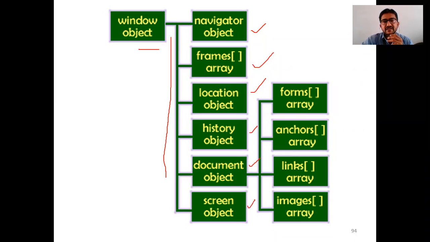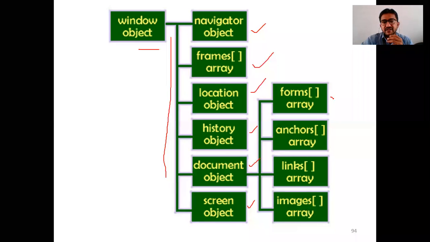And next is the screen object, where we can say what the resolution is with respect to the height, width, and the pixels, how the screen is appearing, like 1024 by 1024.